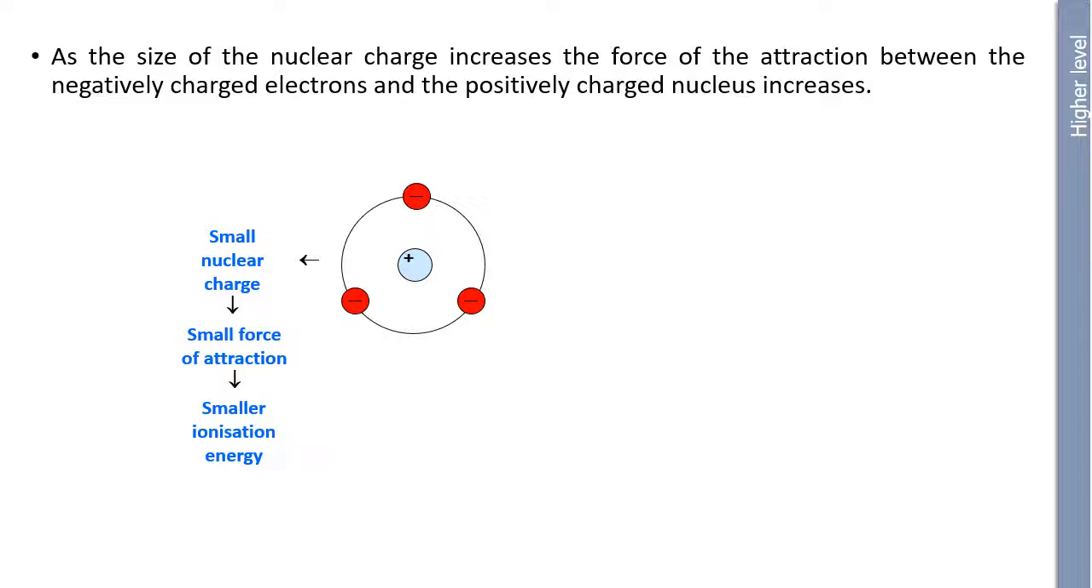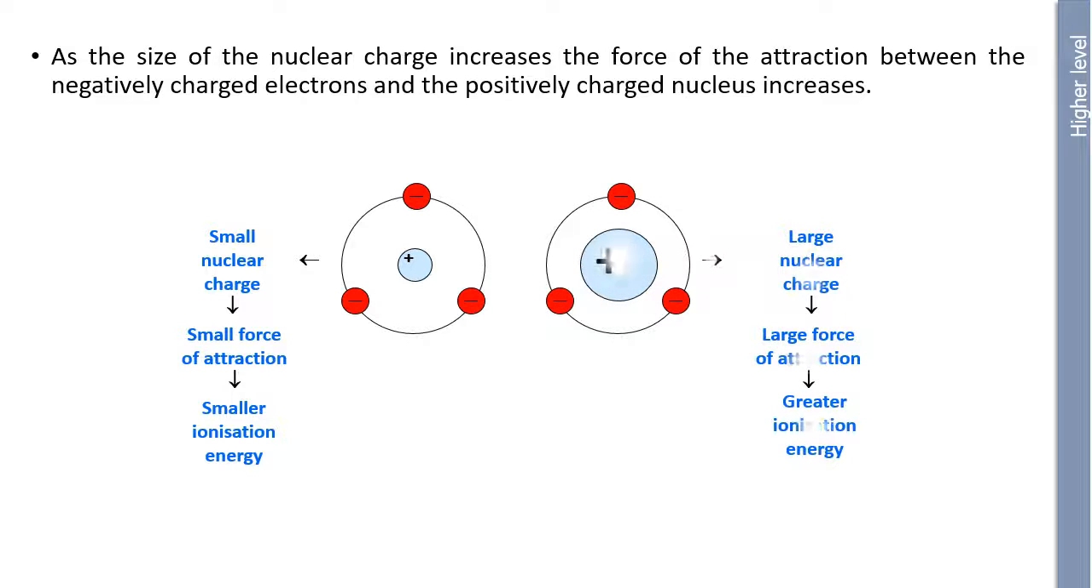So you can see that here you've got 1 proton, and you've got 3 electrons floating around. The smaller the nuclear charge, there is a smaller force of attraction, and therefore you have a smaller ionization energy. As you increase the number of protons in the nucleus, the positive charge of the nucleus increases. So with a larger nuclear charge, you get a larger force of attraction, and therefore a greater ionization energy. It requires more energy to remove those electrons because there's more pull from the positive nucleus.